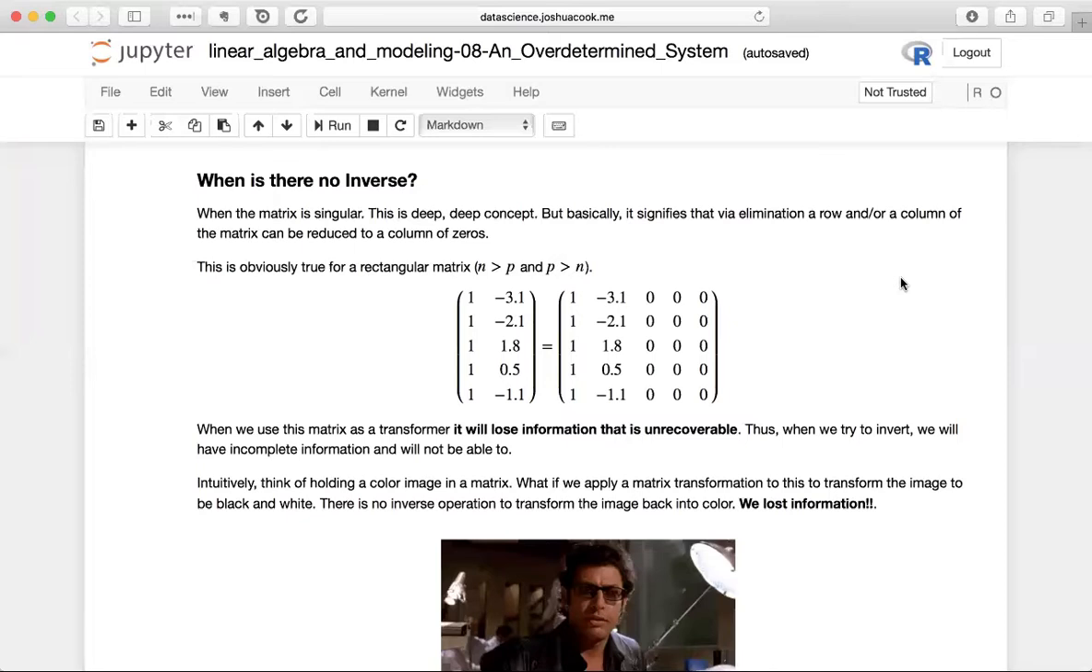One way I think about a transformation where you can't get information back is, what if you had a color image in a matrix and you wanted to change that into black and white? Once you've changed it into black and white, you can never change it back into color. You can do some fancy colorization, but you'll never get the original color information back. You lost that information. You zeroed it out in some way, and you can't get it back.